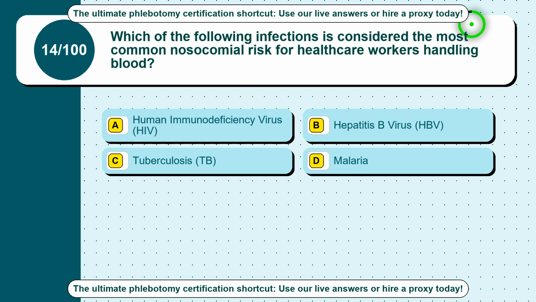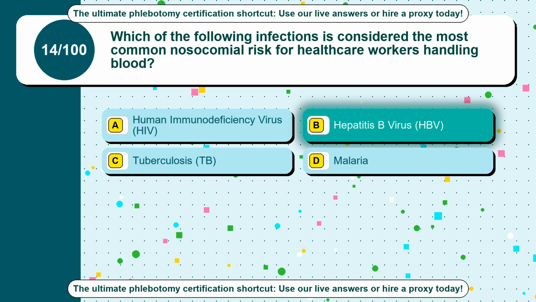Question 14. Which of the following infections is considered the most common nosocomial risk for healthcare workers handling blood? Option A, human immunodeficiency virus, HIV. Option B, hepatitis B virus, HBV. Option C, tuberculosis, TB. Option D, malaria. The correct answer is option B, hepatitis B virus, HBV.